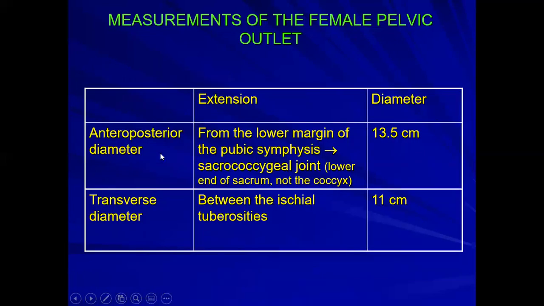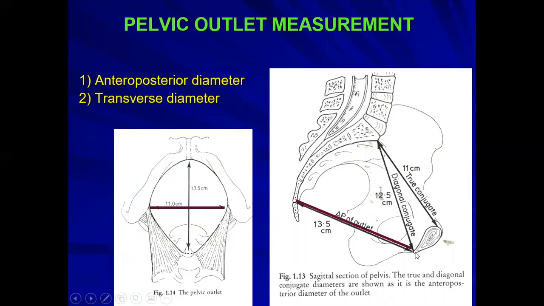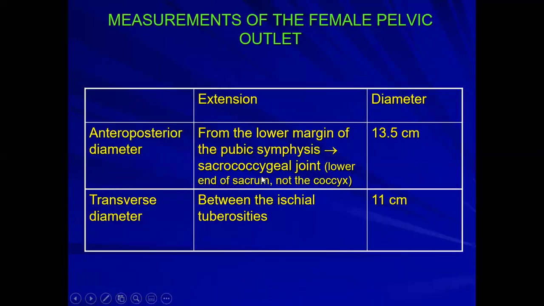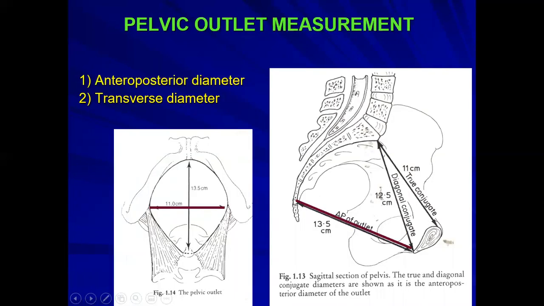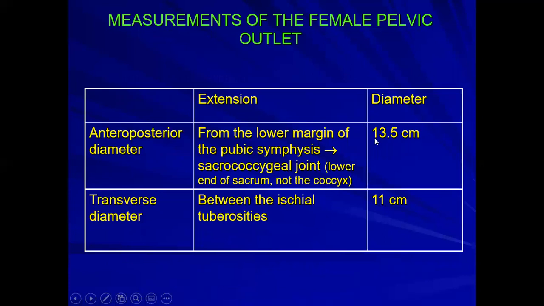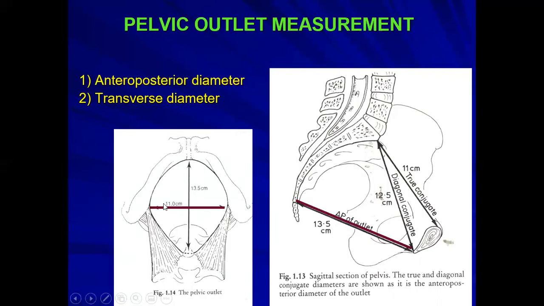For the anterior posterior diameter, we draw a line from the lower margin of the pubic symphysis toward the sacrococcygeal joint. So if you see here, this is the joint between the sacrum and the coccyx. This is how we draw a line, so it's about 13.5 centimeters. So the anterior posterior diameter is longer compared to the transverse diameter in the pelvic outlet. For the transverse diameter, we draw a line between the ischial tuberosities.